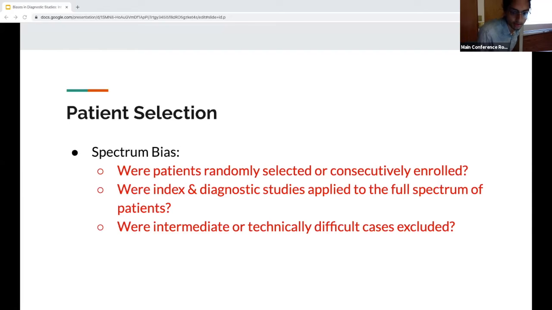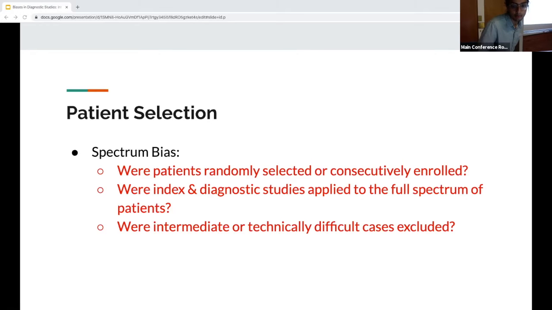Talking more about spectrum bias, this is about who was enrolled in your study: whether your inclusion criteria are broadly inclusive, and whether your cohort is diverse and represents the spectrum of disease. At least for Kleindahl's paper, they were able to essentially consecutively sample all comers for the most part with concern for clot. It's a fairly diverse cohort of patients and presentations.